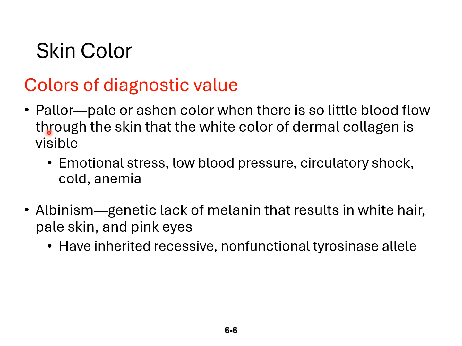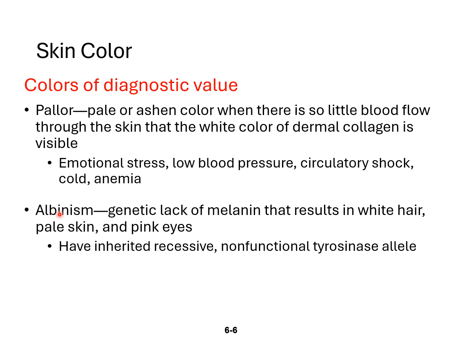Also, there's pallor. Pallor is a little different than just being a lack of oxygen. This is almost like when you see a ghost. Emotional stress, low blood pressure, circulatory shock, cold, anemia. This is where it's pale, ashen color. There's very little blood flow through the skin. So you see the dermal collagen that's becoming visible. So you see this, you're like, what happened?